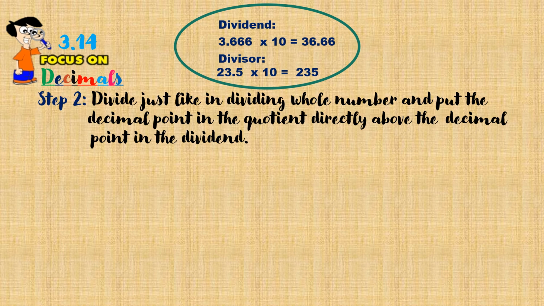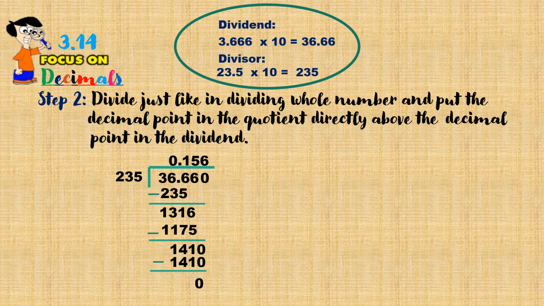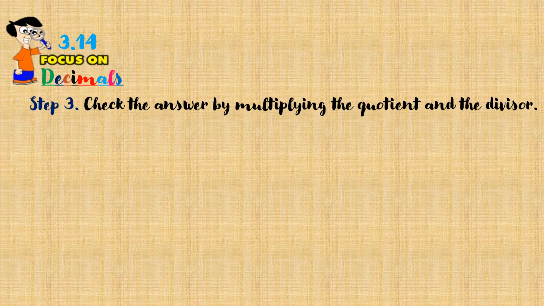Step 2. Divide just like in dividing whole number and put the decimal point in the quotient directly above the decimal point in the dividend. 36.660 divided by 235. If you are going to divide it manually, the answer is 0.156. Step 3. Check the answer by multiplying the quotient and the divisor. 0.156 multiplied by 235.